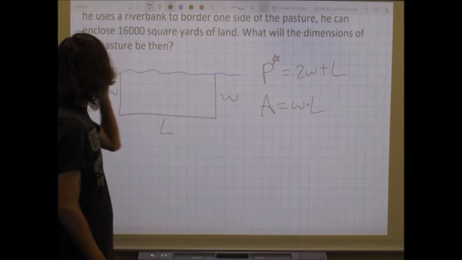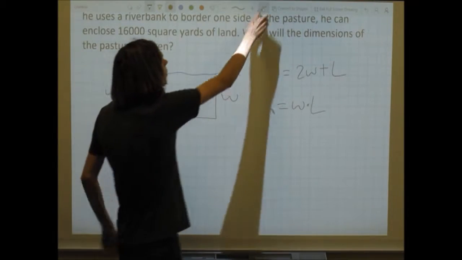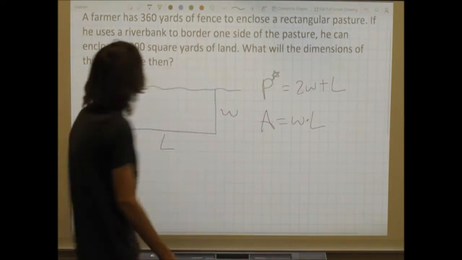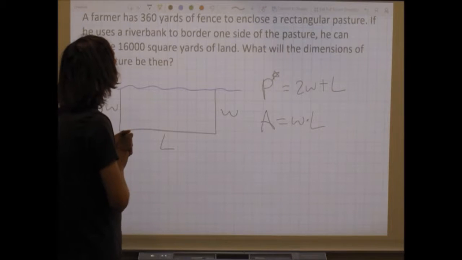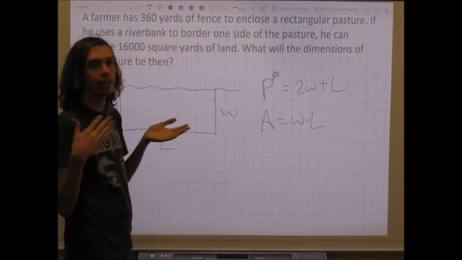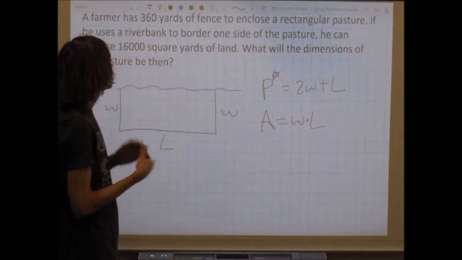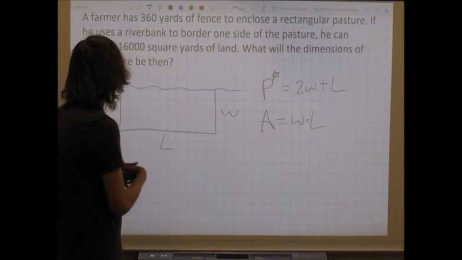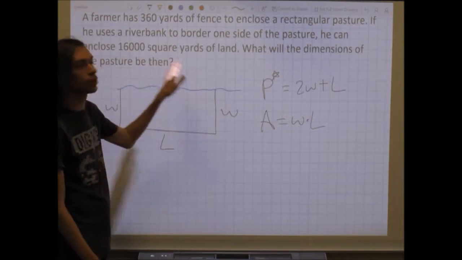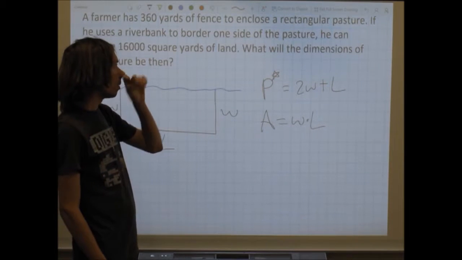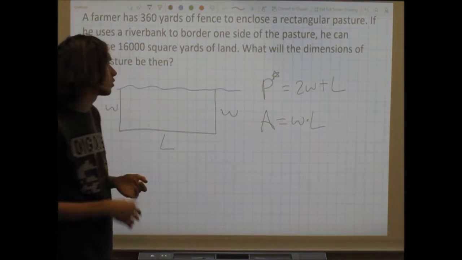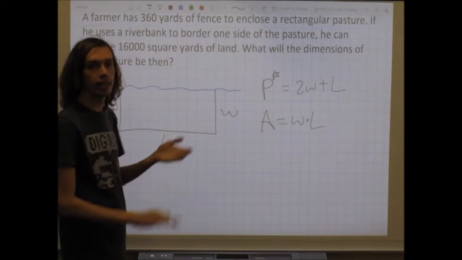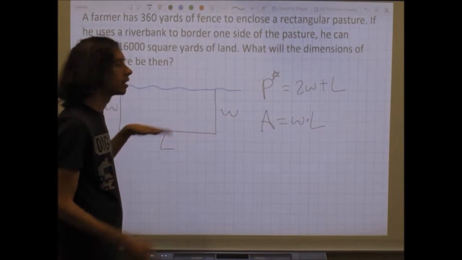Try a different kind of one. So it says, a farmer has 360 yards of fence to enclose a rectangular pasture. If he uses a riverbank to border one side of the pasture, he can enclose 16,000 square yards of land. What will the dimensions of the pasture be then? And so when I say dimensions, we're saying like what will the width and the length be?